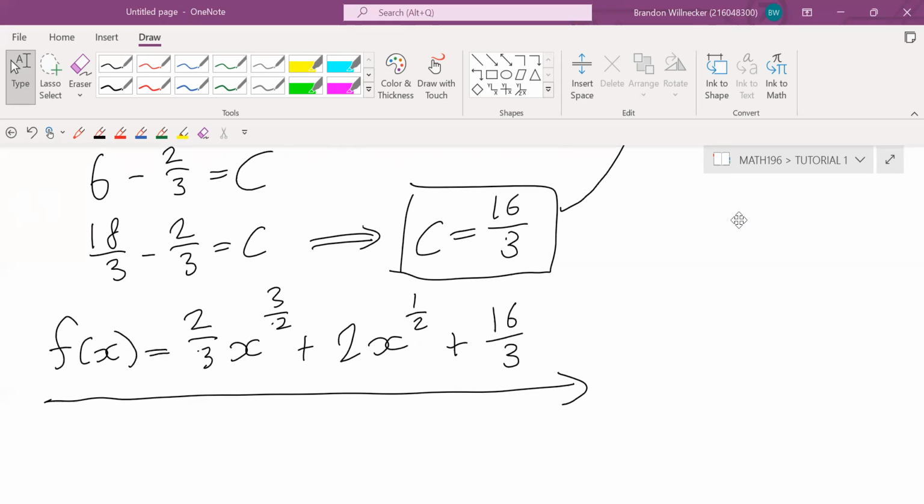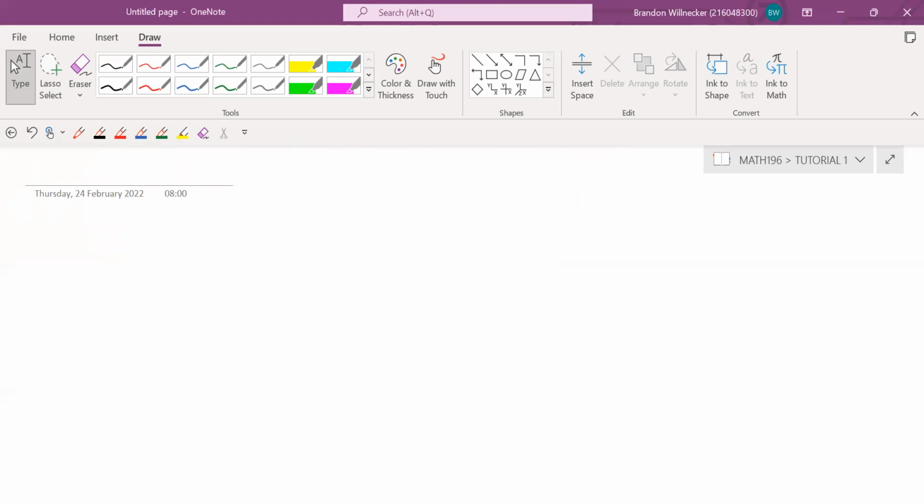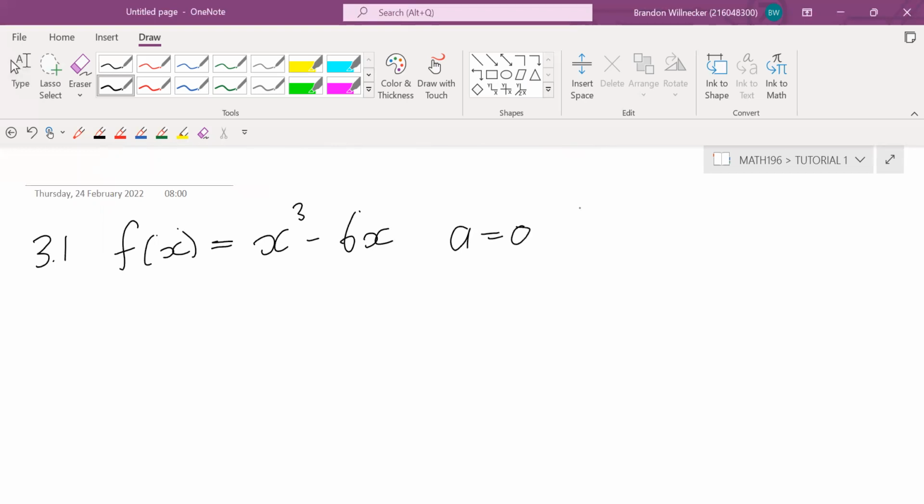Okay, let's take a look at the next question, question 3. And that was on the Riemann integral, or the limit of the Riemann sum. So let's do one of those just for some practice. So this is 3.1. We have f of x is equal to x cubed minus 6x. Okay, and in this case, we want to find the area from a is equal to 0 to b is equal to 3. So the interval from 0 to 3.